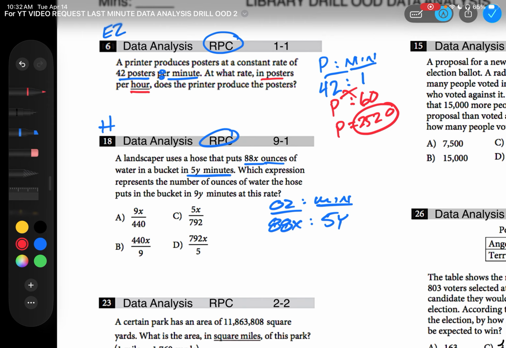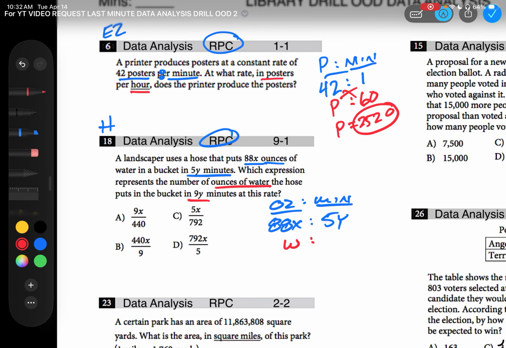I'm looking for the other part to come up with my answer. Which expression represents the number of ounces of water? I don't know what it is, right? I could use that as X, but notice that they're already using X with 88X. If I do that, I'm going to confuse myself. So when I see a question like that where they give me X and Y initially, then I'll use something different. What do I just use OZ for the number of ounces? Or I could use something different. Let's say I'm using W for the amount of water in ounces.